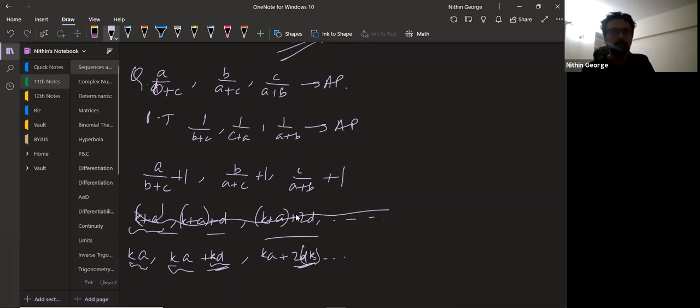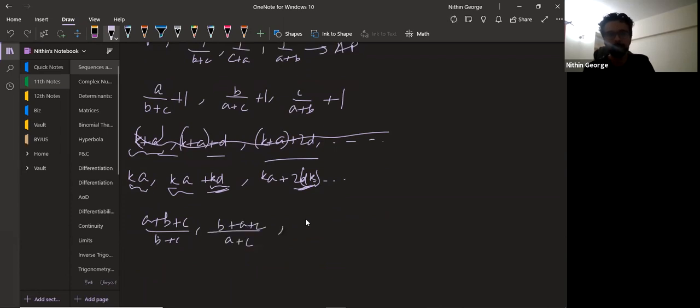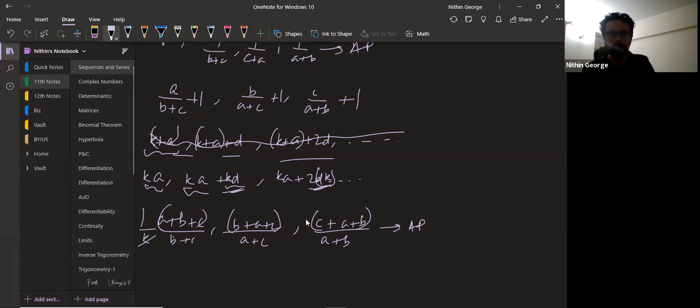So here, what we have is a by (b plus c), b by (a plus c), c by (a plus b) to be an AP, which means a by (b plus c) plus 1, which is (a plus b plus c) by (b plus c), then (b plus a plus c) by (a plus c), and (c plus a plus b) by (a plus b) to be an AP as well. Here you can see that a plus b plus c, you can take it as k. When you multiply by a constant, let that be 1 by k, they'll cancel out. So then you get 1 by (b plus c), 1 by (a plus c), and 1 by (a plus b) all in AP. Following? Understood?